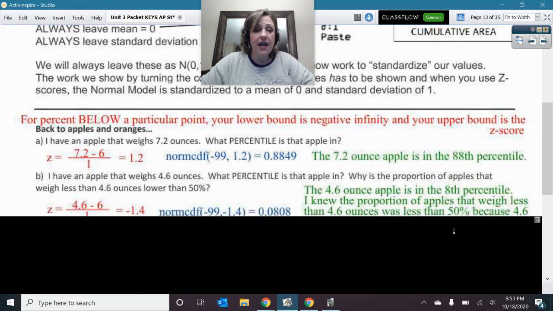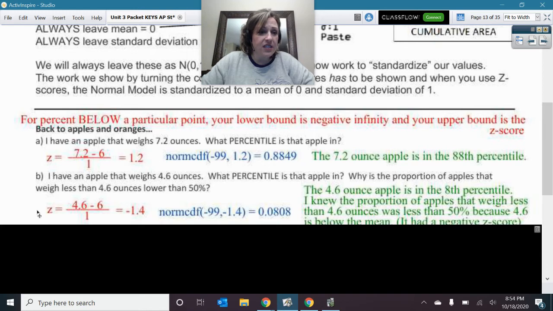All right, here's a different one. I have an apple that weighs 4.6 ounces. What percentile is it in? Well, here's my x value of 4.6 minus the apple's mean over the apple's standard deviation. That's negative 1.4, so 1.4 standard deviations below the mean. And so I'm going to norm CDF from negative infinity, way down there, up to where my apple is located at negative 1.4. And so it is in the 8th percentile.